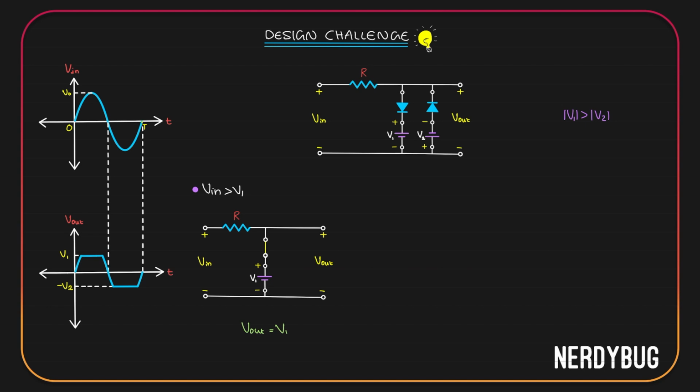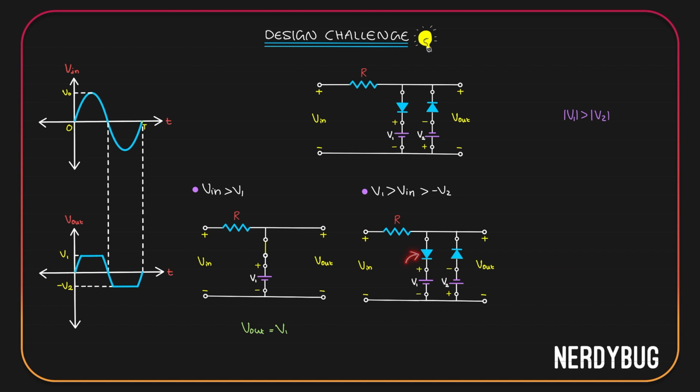Let us try to model the circuit when V input is between V1 and minus V2. The first one is over here. It has a positive potential here and negative potential here. It is already reverse biased. It will be forward biased only if the input becomes greater than V1. But here V1 is greater than Vin, or Vin is less than V1. That means this diode will stay reverse biased. We can model it as an open circuit.